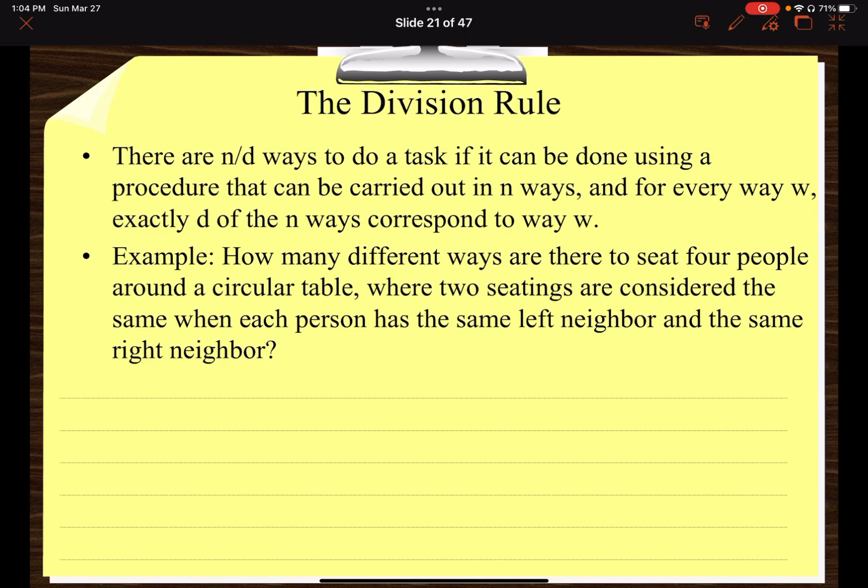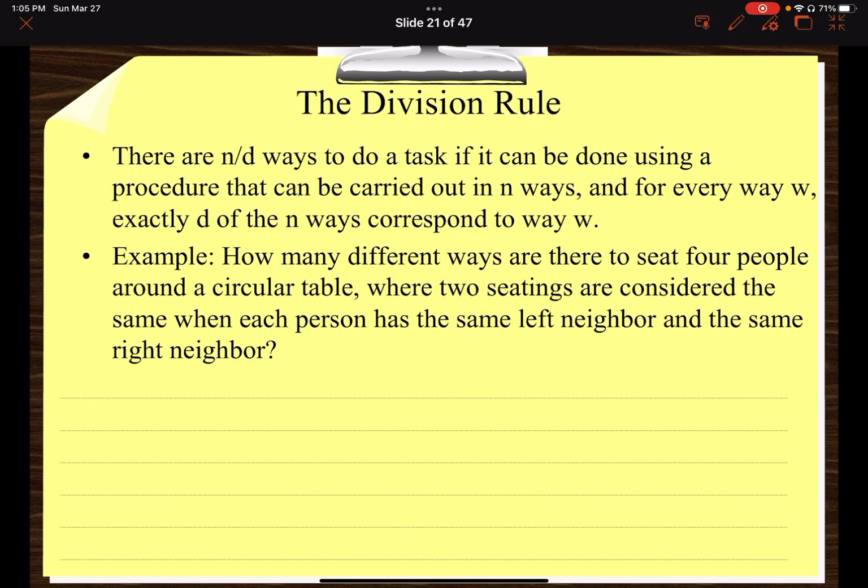So now what we will do is, after the product, sum, and subtraction, the division rule. So let's see what this division rule is. Let's assume that a task can be done using a procedure that can be carried out in n ways. However, for every way W, there are exactly d of the n ways that are equivalent to that W, or that represent that way. In that case, what do we conclude? We conclude that there are n over d ways to do this task.